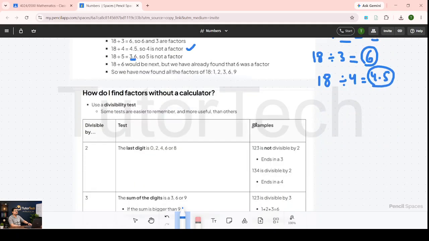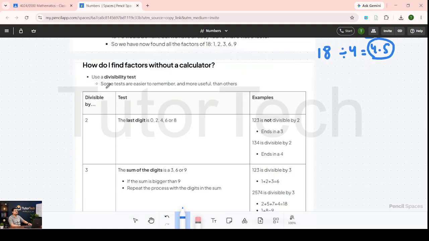And after that, how do I find factors without a calculator? Let's use a divisibility test. These are tricks to find out if a number is divisible by 2 or not. We need to see the last digit. If the last digit is 0, 2, 4, 6, or 8, it means that number is divisible by 2.